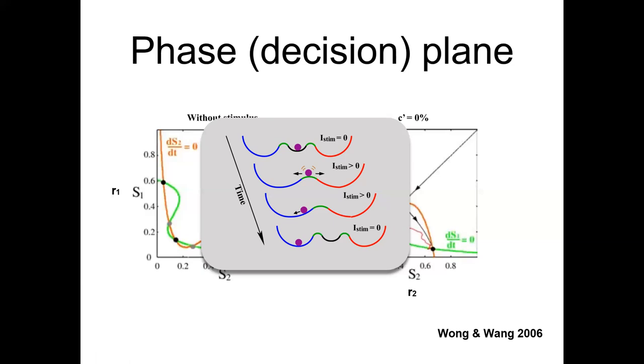Oh, so here the inputs are just basically currents proportional to the coherence of the motion. Yeah, so in their model, they just use constant input, right? Right, so I forgot to mention, in their original paper, the input is constant and all the noise is internal.